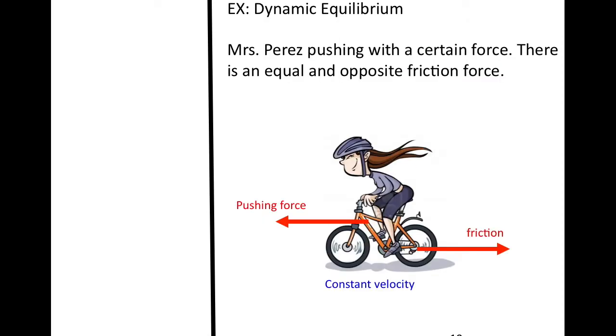Another example of dynamic equilibrium: if Mrs. Perez were bicycling away with a certain force, there is an equal and opposite friction force. So if I'm keeping a constant velocity, I am experiencing dynamic equilibrium.